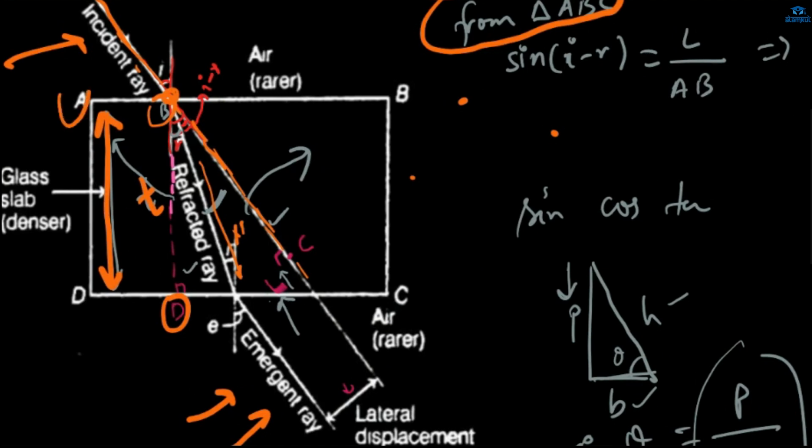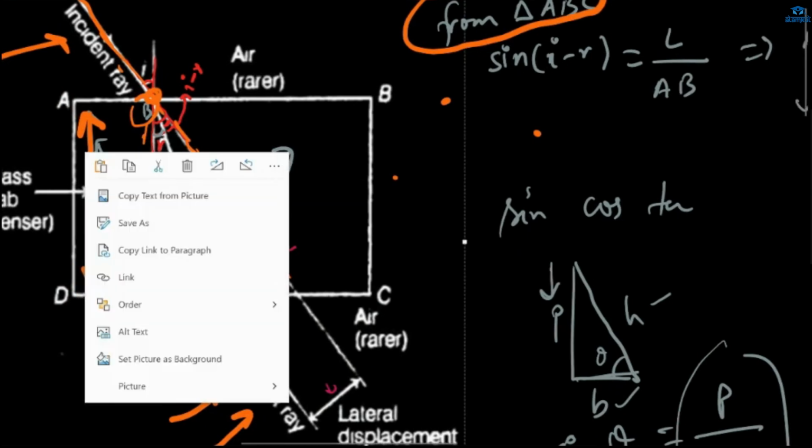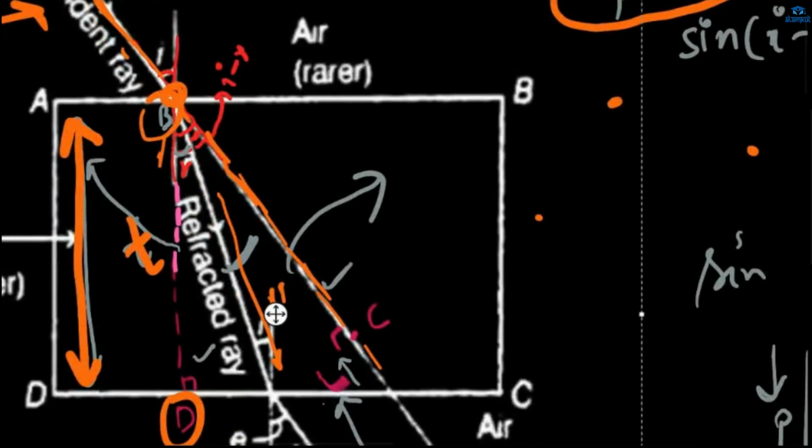Either you say AD, or you say this BD. These are parallel, so we can say this as T. Because AD is T, BD will also be T. This is your T, meaning thickness. This angle is your R, from this to this. Okay, from this to this is your R.